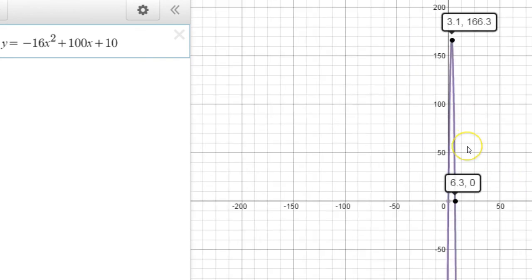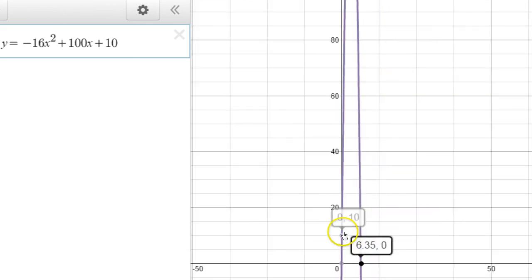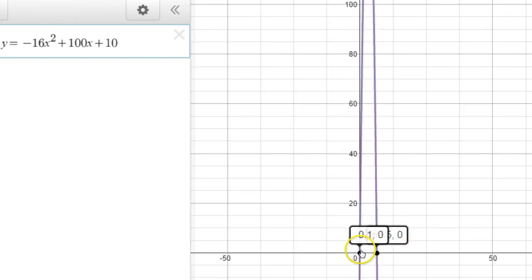If you take a look at this right here, our 6.3 represents time. That tells us how long the object's been in the air. So the object has been in the air for 6.3 seconds. Now here's the tough part: how long has it spent up in the air? You have to look at the symmetry over here. That's at negative 0.1, and this is at 0, so it spent that much time up in the air.